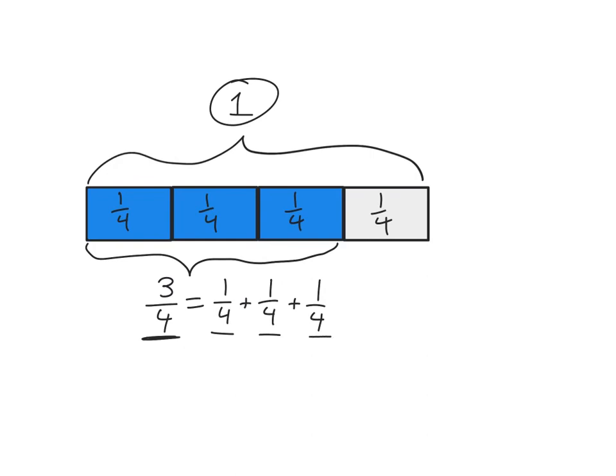Now to represent this as a multiplication sentence, I simply need to see how many copies of the unit fraction I had, 3, and I'm going to multiply that by the unit fraction, 1/4. So 3 times 1/4 is the same as 3/4. We're just looking at how we can see non-unit fractions in a different way, as a product of the unit fraction times the number of copies of that unit fraction.